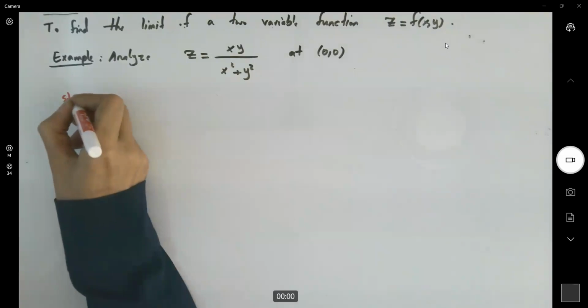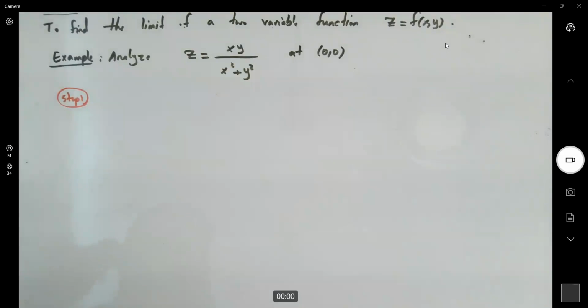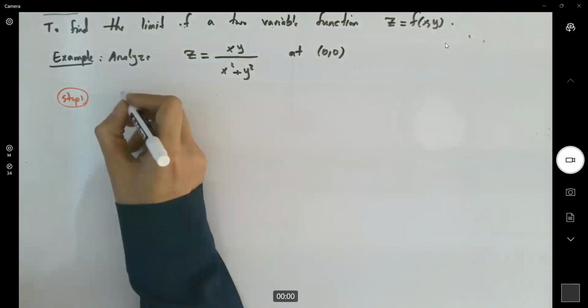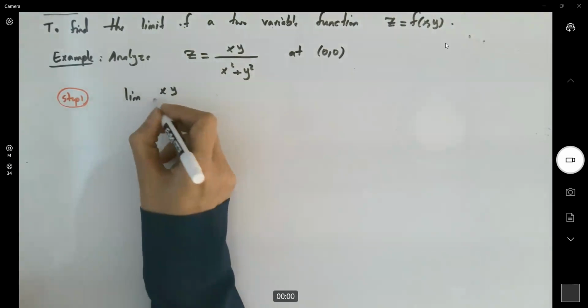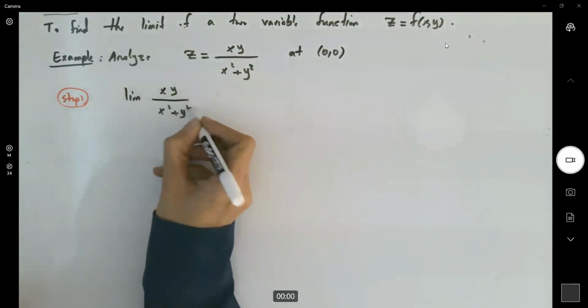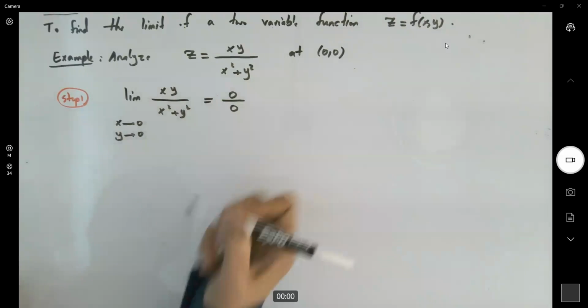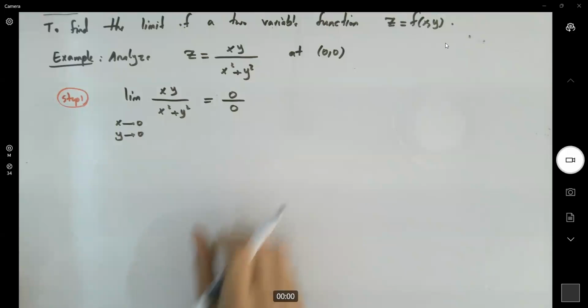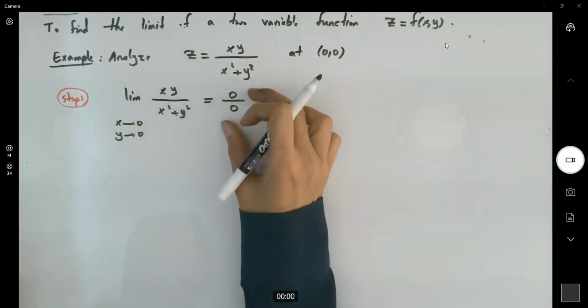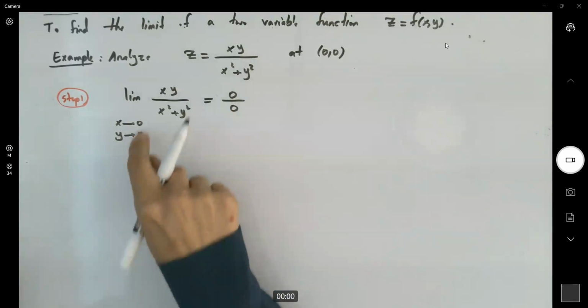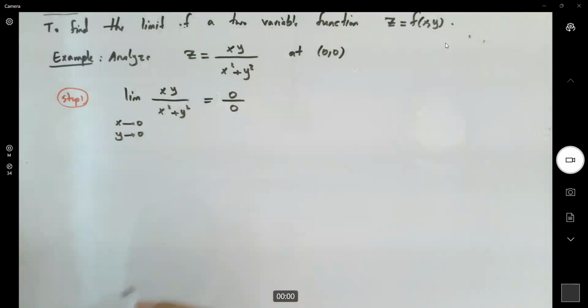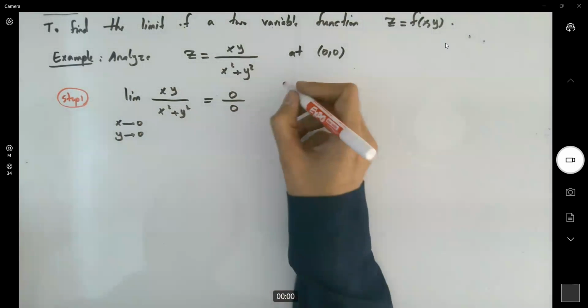Step 1, substitute the values into the function. The limit of xy divided by x squared plus y squared as x goes to 0, y goes to 0. This is 0 over 0, which is indeterminate form. It doesn't give me any useful information. It just says that if you directly plug in 0 and 0, the outcome is 0 over 0. I cannot do anything. Let me go to step 2.